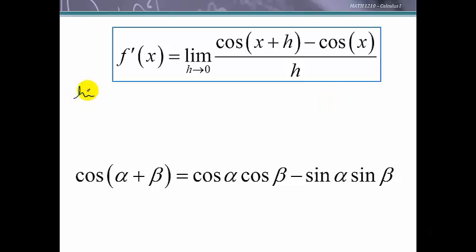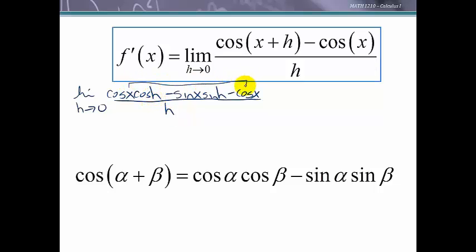That would leave us with the limit as h approaches 0 of the cosine of the first angle, cosine of the second, minus sine of the first, sine of the second. Then we also have minus cosine x, and that is over h. We are again going to factor out the common function. In this place it's a cosine. We could bring that actually outside of the limit, similar to what we did with sine.